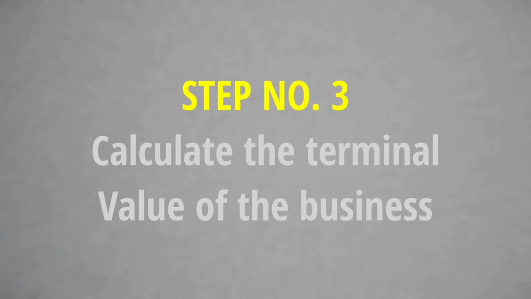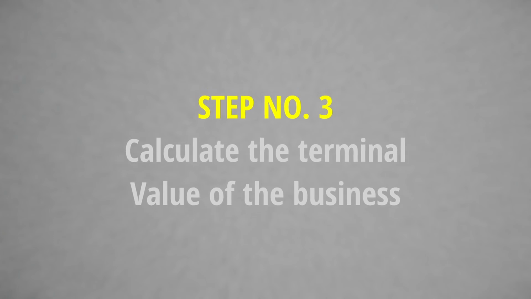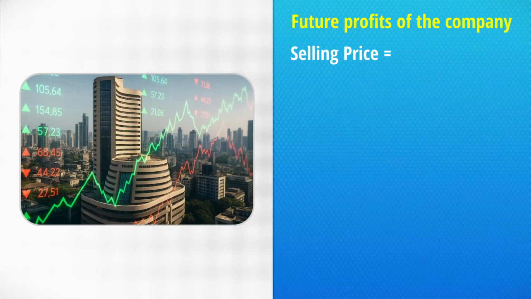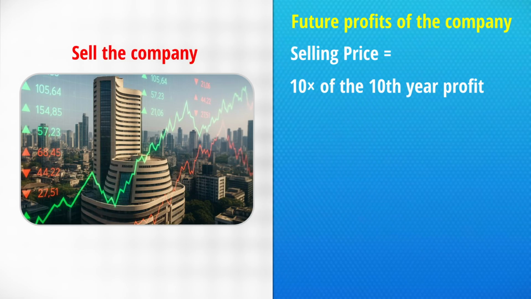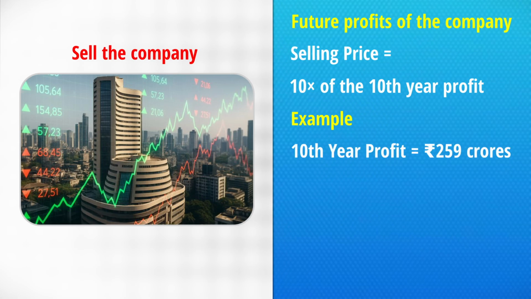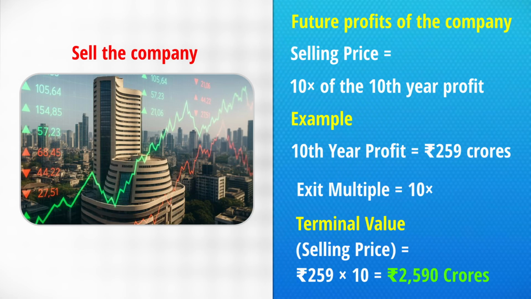Step number 3 is to calculate the terminal value of the business. So now we have calculated the future profits of the company for the next 10 years. But what happens after the 10th year? The company doesn't die. So after the 10th year, let's say we are selling the company to someone else, and the price of that is 10 times the profit of the 10th year. In this example, our company generated 259 crores of profit in the 10th year. So our selling price would be 10 times this, which is 2590 crore.